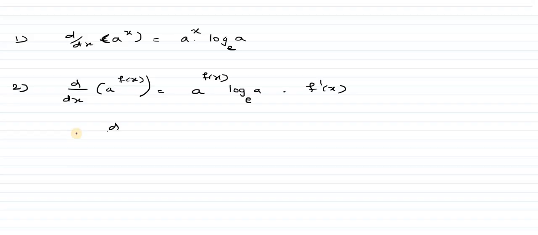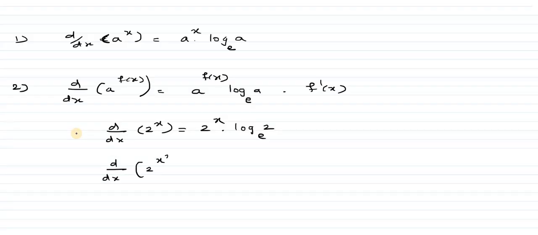Otherwise, for example, d by dx of 2 to the power x, what will you write? Straightforward formula. Ma'am, 2 power x log of 2 to the base e. Correct. But d by dx of 2 to the power x square, what do you have to write? 2 to the power x square log 2 to the base e. Till here it is correct.